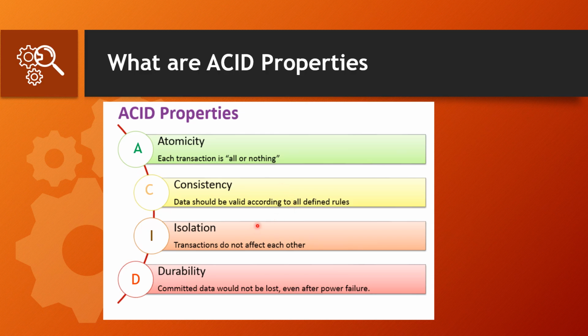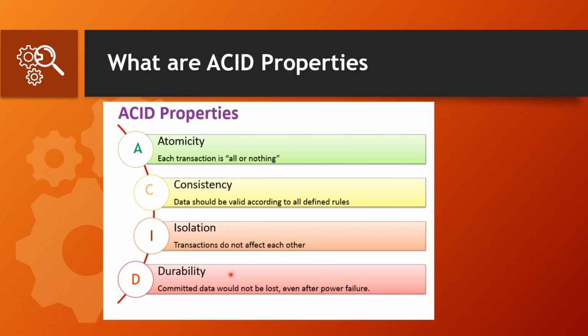Then isolation. Isolation means separate from each other. Again we are talking about transactions: when a number of transactions are happening, they are not going to affect each other. How this happens, we'll study in later stages.